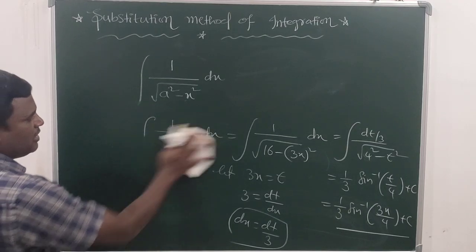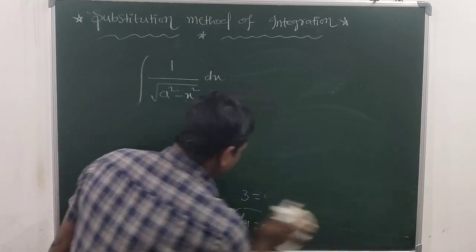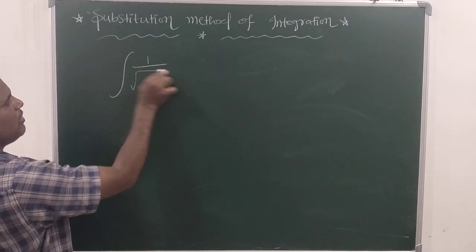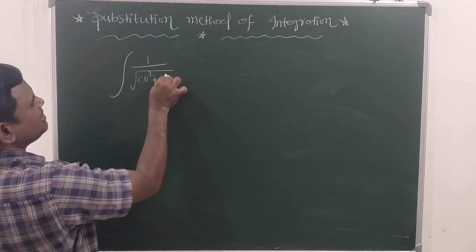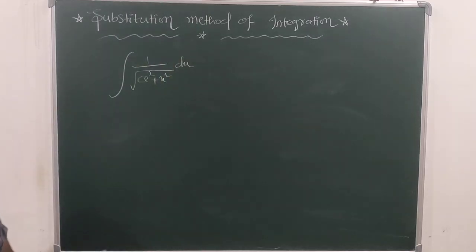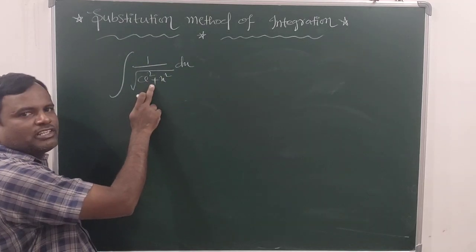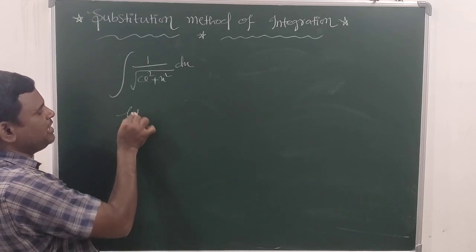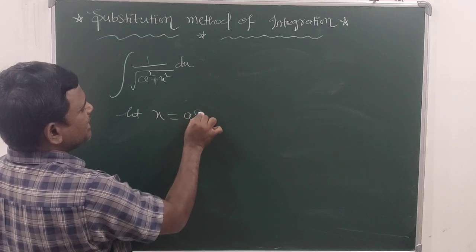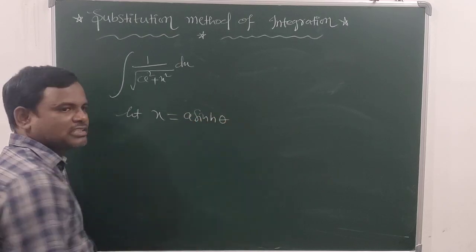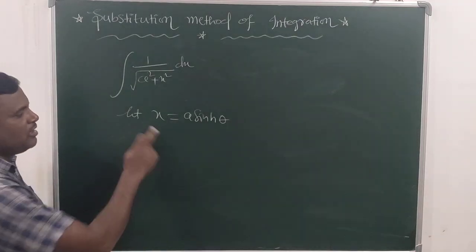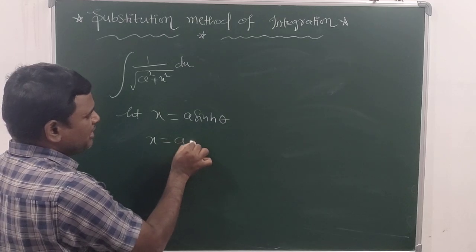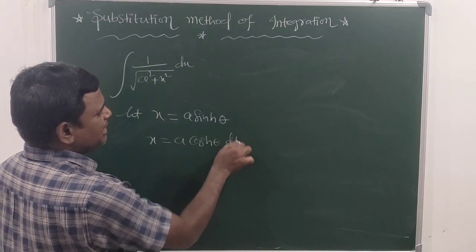Okay students, right. So suppose a function is given like this, how do you have to evaluate it? 1 by square root of a square plus x square dx. What is the difference between the previous one and this one? In the previous one, in the middle I kept minus, here plus. If plus is given, the substitution is x equal to a sin h theta. Now do the derivative on both sides with respect to x, so that you will get x equal to a cos h theta d theta by dx.